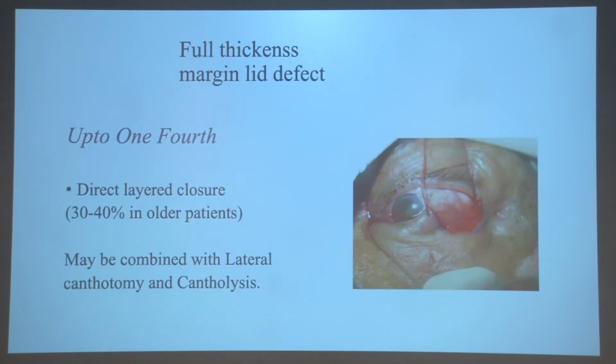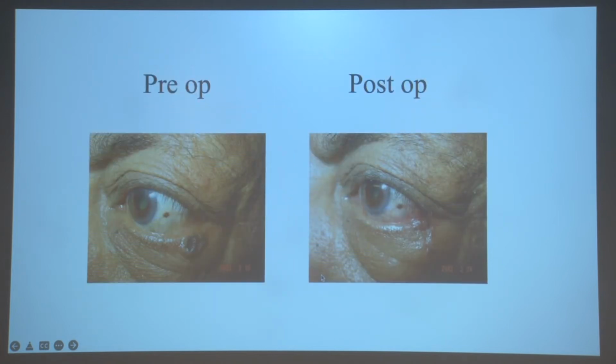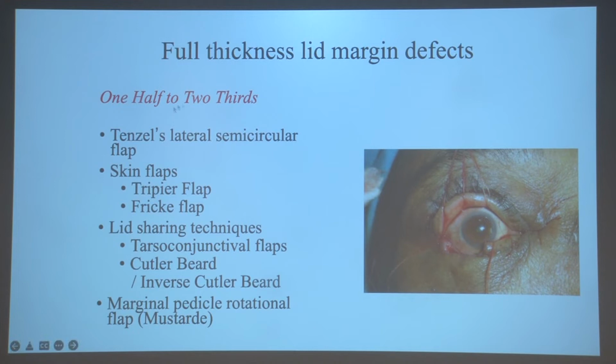For the full thickness defects, she spoke about the direct layered closure. In older subjects, you can go up to 40% with lateral canthotomy and cantholysis. Like in this case, where a pentagonal excision with a 4 mm margin has been done for a localized BCC and closed directly. For those up to 2/3, she's already spoken about her choices. The Tenzel's flap, which is mobilization from the lateral canthal region. The skin flaps either from the upper lid or from the forehead region. The Tripier and the Fricke flap.